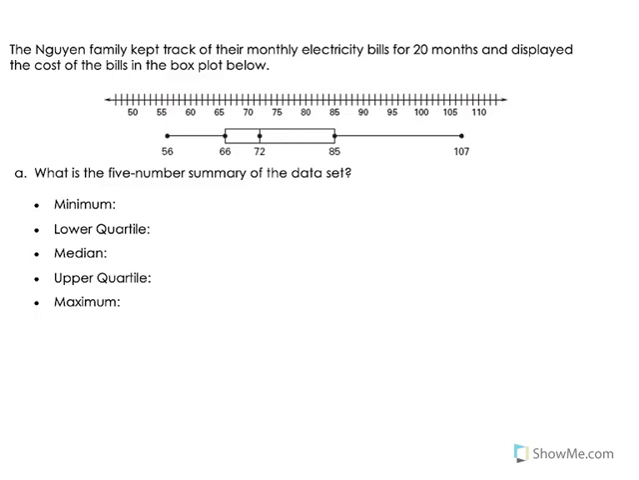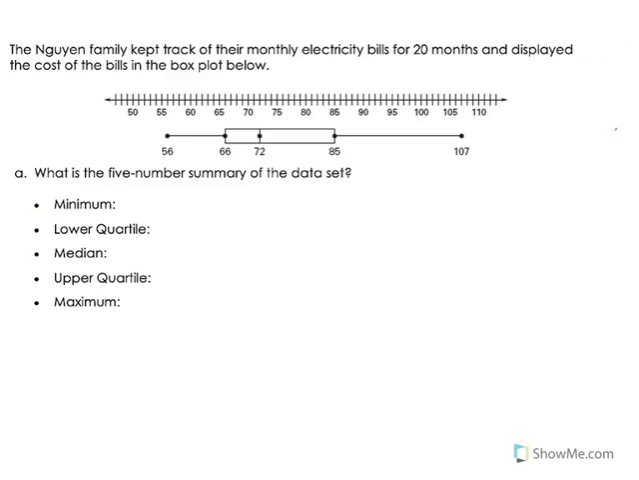So again, it is asking us what is the 5-number summary of the data set. I know that my minimum and maximum are going to be the endpoints of my box plot. The minimum number is the smallest number, so it is going to be the furthest value to the left. And the maximum is going to be my largest number, so it is going to be furthest to the right.